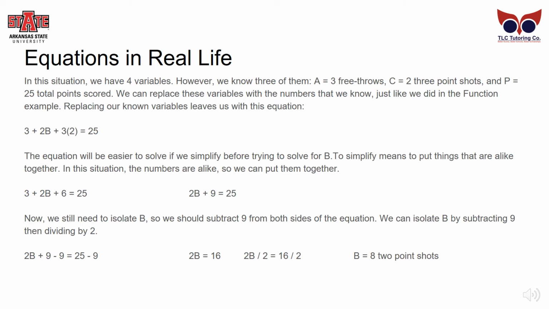Now, we still need to isolate b, so we should subtract 9 from both sides of the equation. We can isolate b by subtracting 9, then dividing by 2. 2b plus 9 minus 9 equals 25 minus 9. Therefore, 2b equals 16. Next, we divide by 2 to isolate b, and remember we must divide both sides by 2. When we do, we find that b equals 8 two-point shots.